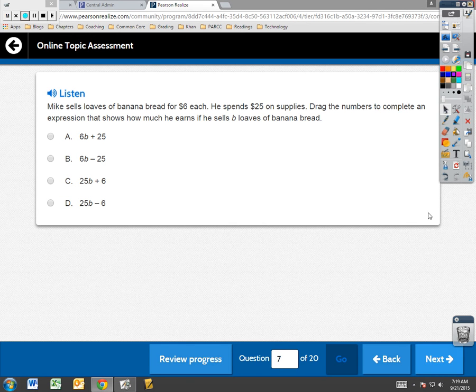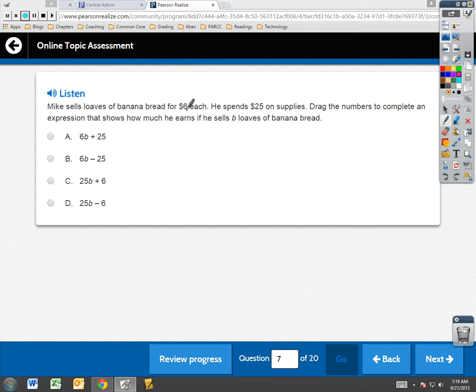Okay, let's take a look. Mike sells loaves of banana bread for $6 each. He spends $25 on supplies. Now it says drag here, but there are no numbers to drag. We're just clicking on the correct answer. Drag the numbers to complete an expression that shows how much he earns if he sells B loaves of banana bread. Now here's the thing.